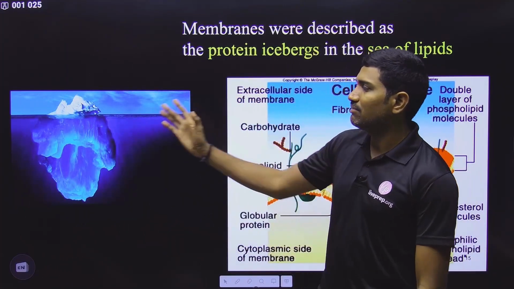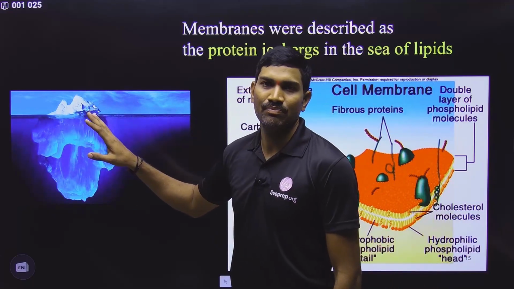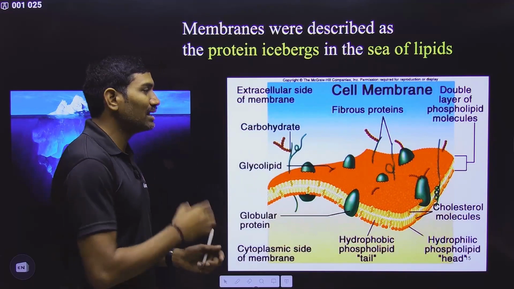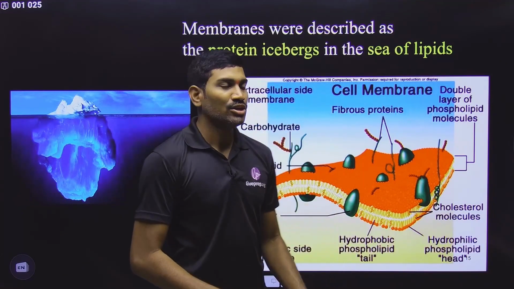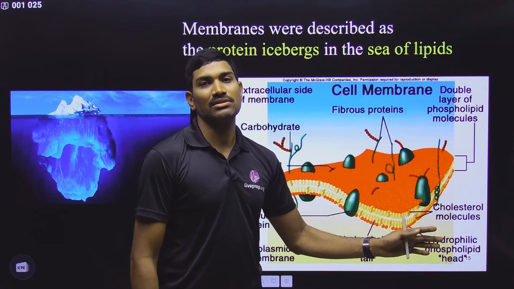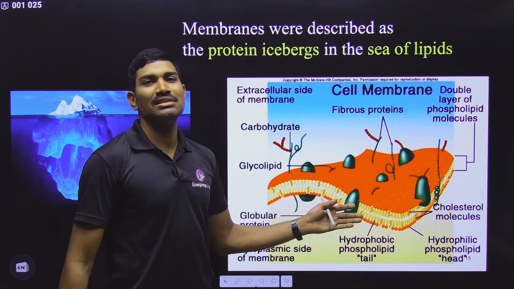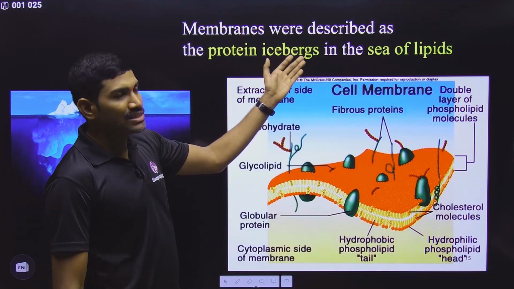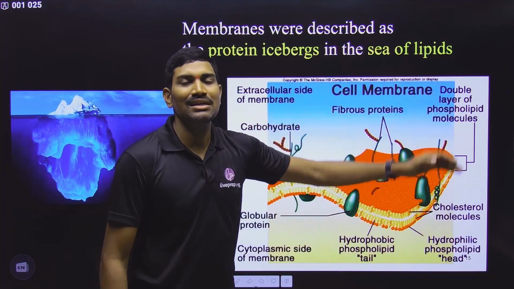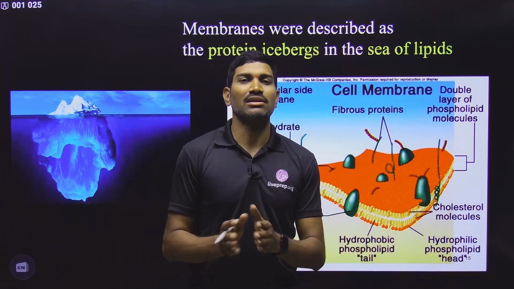And this model we generally compare with icebergs that are floating within the sea. So here they may ask, what do these icebergs represent? Here the icebergs are nothing but the proteins. And the sea, made up of water, here is the sea of lipids. So that's why we say they are the protein icebergs present within the sea of lipids. So in this way they are comparing this particular thing.